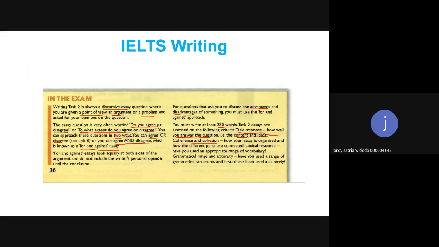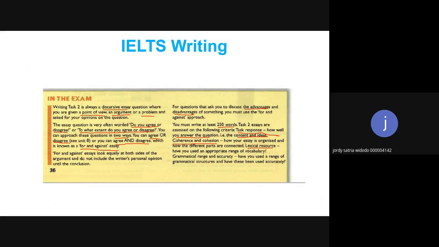And then lexical resource. Have you used an appropriate range of vocabulary? You are required to have a very wide range of vocabulary. You cannot repeat one word all the time. If you repeat one word all the time, it will be counted as one in your essay. For instance, you are told to write at least 250 words, and then you repeat the phrase at the weekend 5 times, meaning it is only counted once by the examiner.